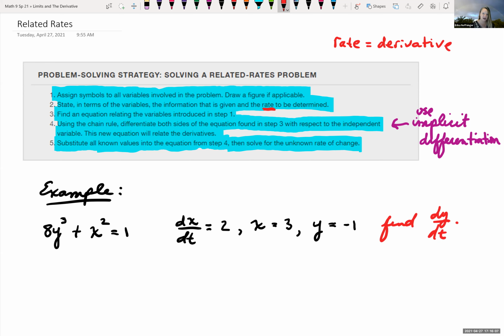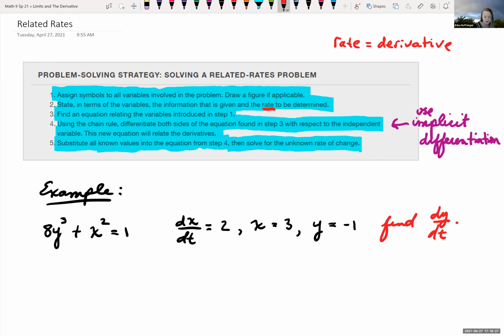I'm just going to read the directions that are in the book so that you hear what they say. Assume x and y are functions of t. Well, I guess I just said that. And evaluate dy/dt for each of the following. This first one: 8y cubed plus x squared equals 1. So everything's already defined for us.